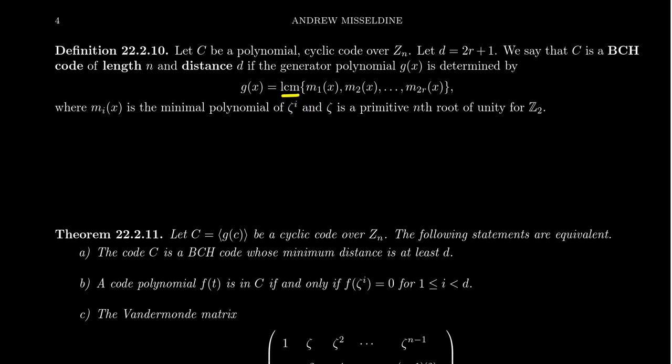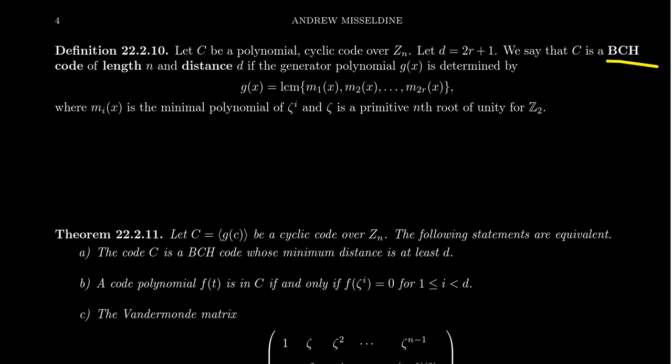And this is why we say it's the least common multiple, because as we've seen, m_1(x) is the minimal polynomial of zeta, okay? Well, this polynomial likely has other roots to it, like maybe it has zeta squared or zeta to the fourth. That means m_2 would be the same as m_1, m_4 would be the same thing as m_1. So this list will likely have repeats inside of it. We don't want to take the product of all these things. We just want to find the least common multiple. All right, and that's then when we get g, and we call that a BCH code.